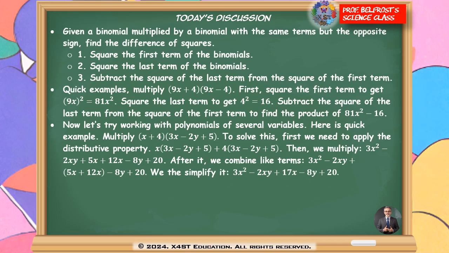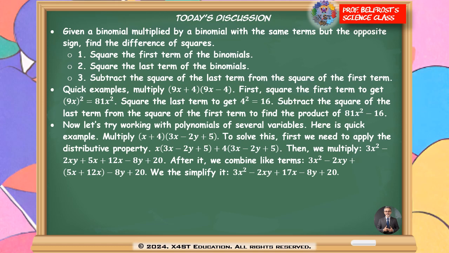So given a binomial multiplied by a binomial with the same terms but the opposite sign, we can find the difference by squaring the first term, squaring the last term, and subtracting the square of the last term from the square of the first term. Example: (9x plus 4) times (9x minus 4). Because 9x squared is 81x squared, then square the last term, 4 squared gives us 16. Then we subtract the last square from the first square, which is 81x squared minus 16.